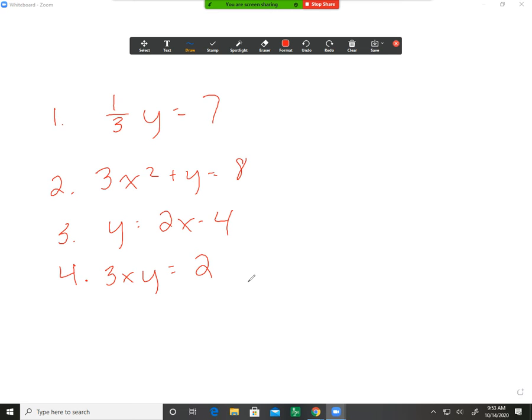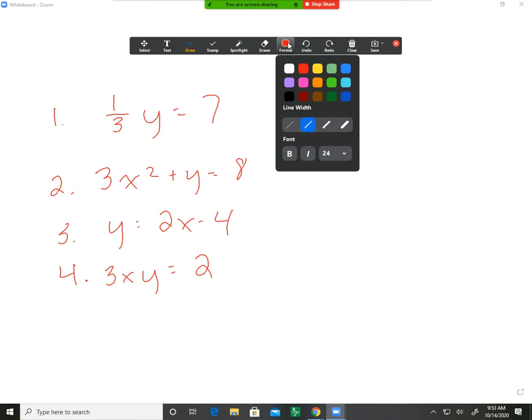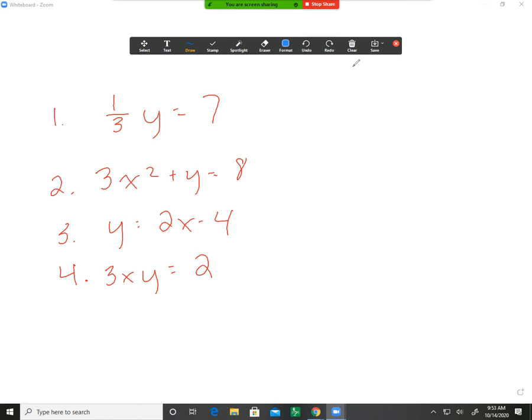All right, what do you guys think? What about number 1? Is that linear or not? No. Au contraire, it is. A linear equation can be written in standard form, right? So that's ax plus by equals c.